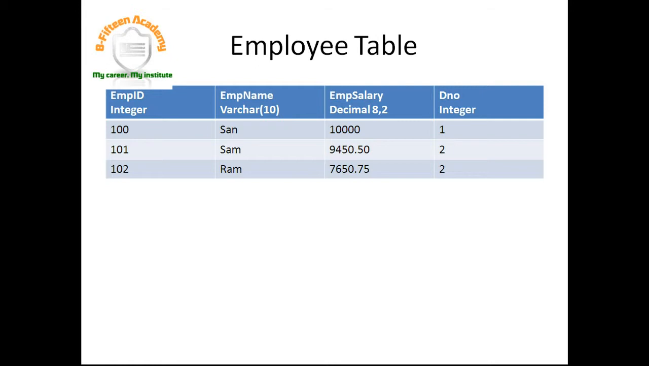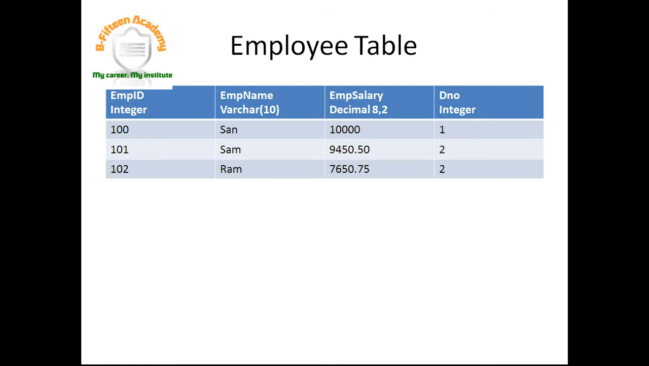The table could be an employee table, and it has the following 4 columns: employee ID, employee name, employee salary, and department number. Employee ID could be of integer data type. Employee name could be of varchar data type, whose size could be 10, whereas salary could be of decimal data type, whose size could be 8,2. That means totally 8 digits, and after the decimal point 2 digits. And department number could be a simple integer data type.